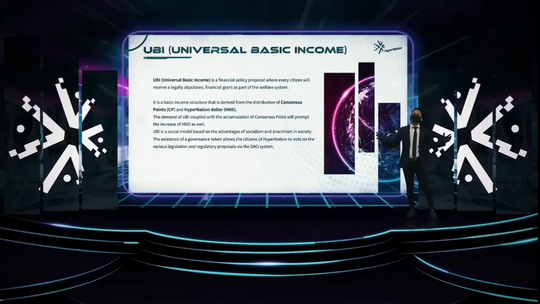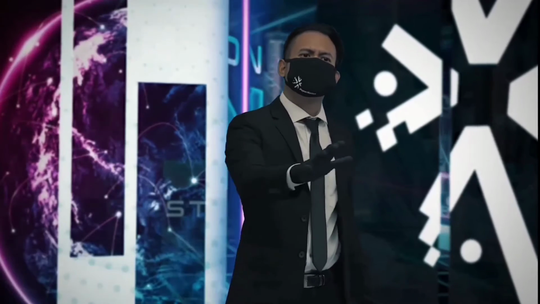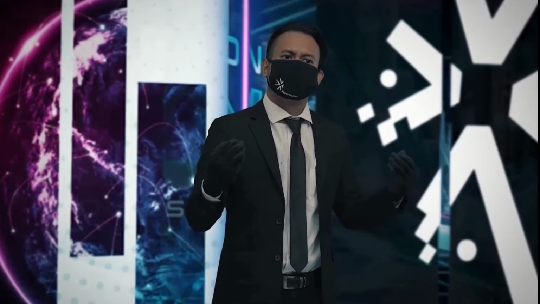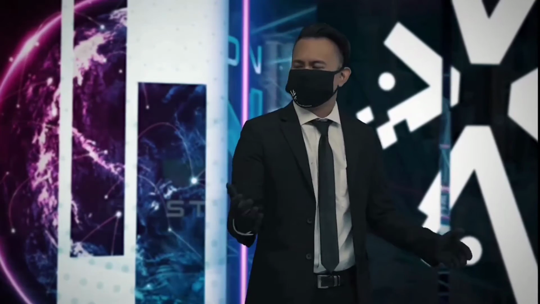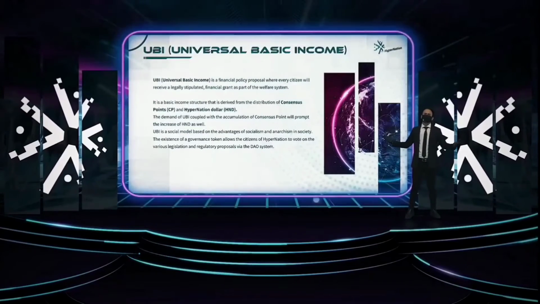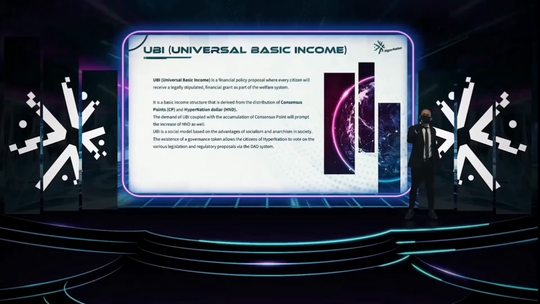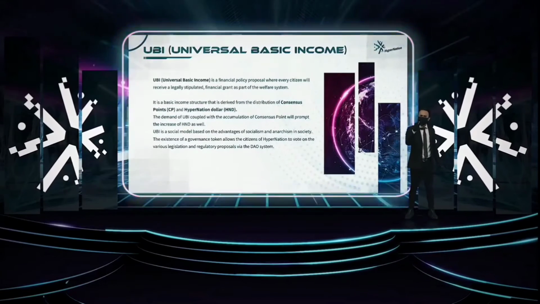The UBI is a concept of financial policy proposal, where citizens will receive legally stipulated financial grants as part of the welfare system. The supply of HND will increase when there is an accumulation of consensus points, which will in turn increase the demand of UBI as well.